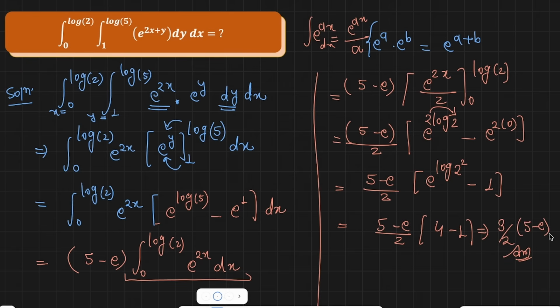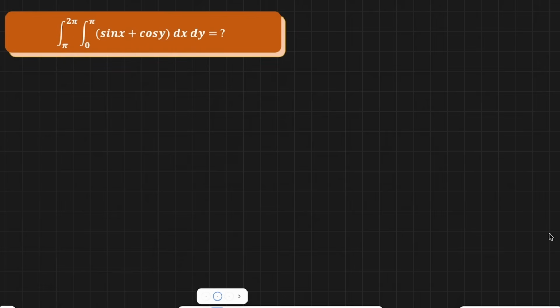You can solve this integral like this. Now come to the next question. See, this is again the same kind of question. How to solve this question?